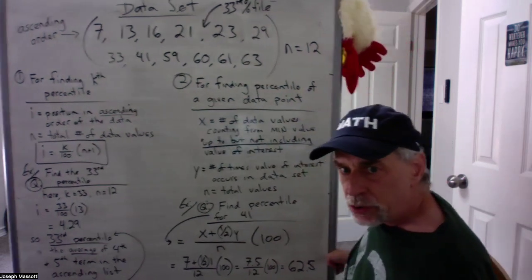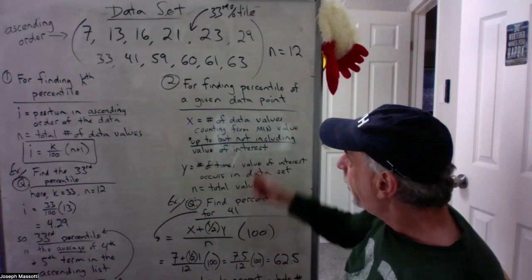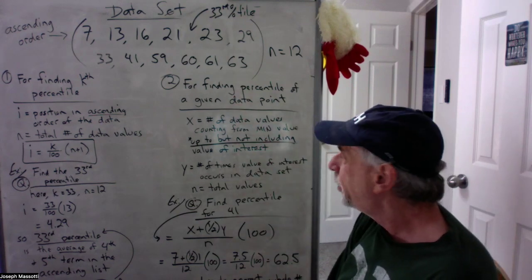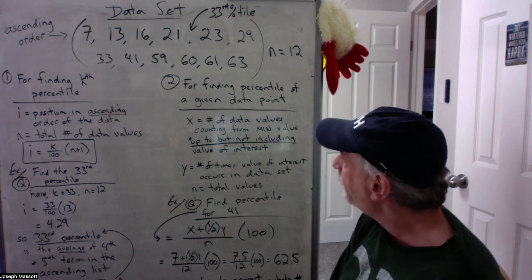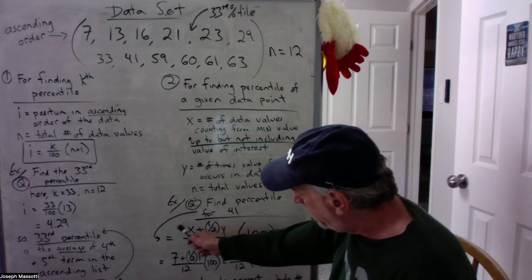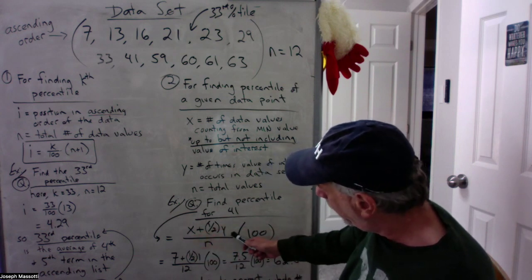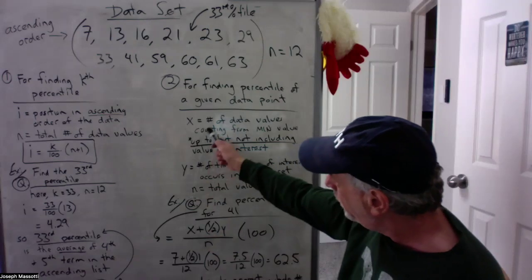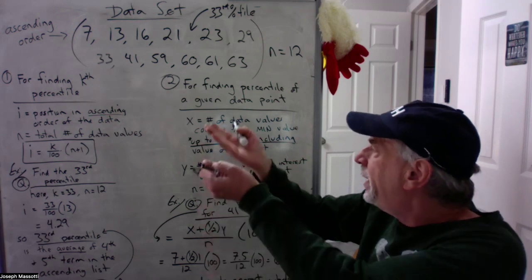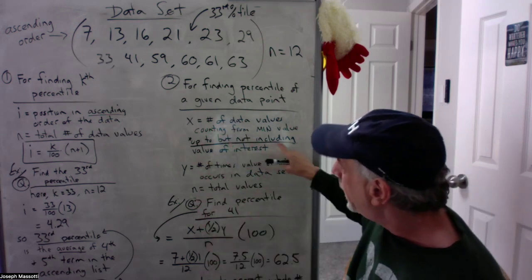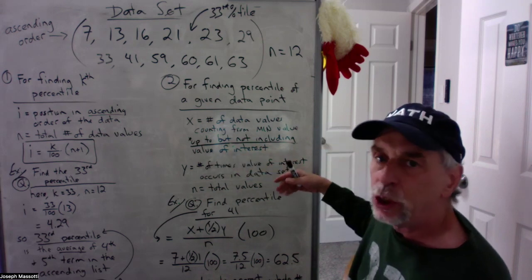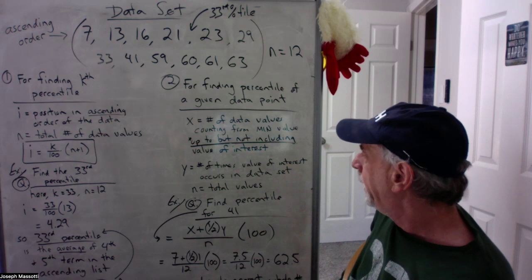All right. So we also want to answer kind of the other direction of the question. Given a value in the data list, what percentile is that value at? So that takes a different formula. It takes this formula here. So we need to define, again, some terms. This x value is going to be the number of data values counting up from the minimum up to but not including the value that you're looking at. Okay, so up to but not including the value that you're looking at.